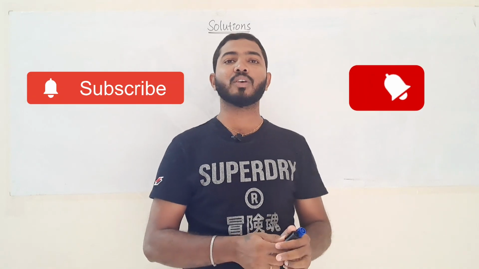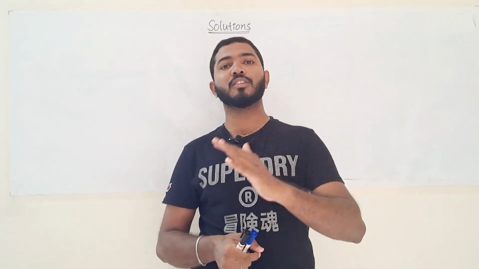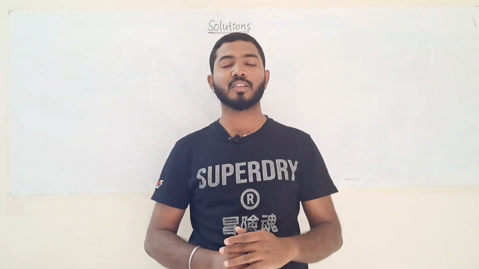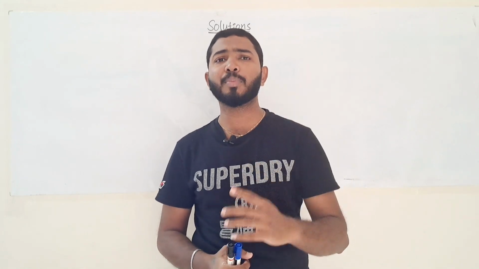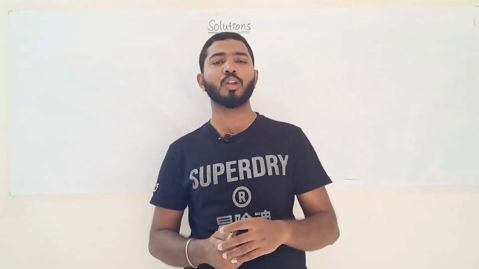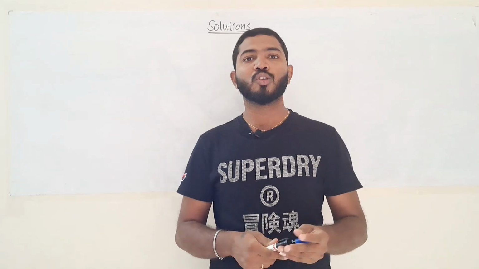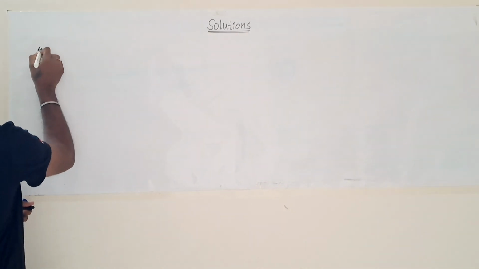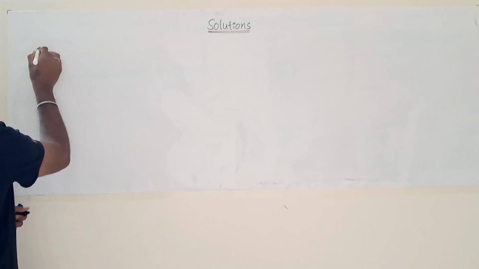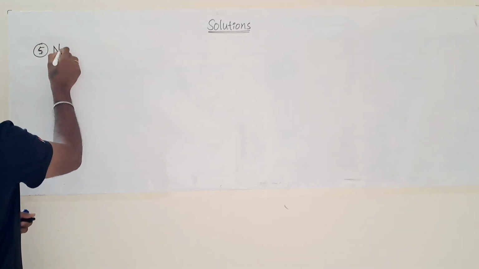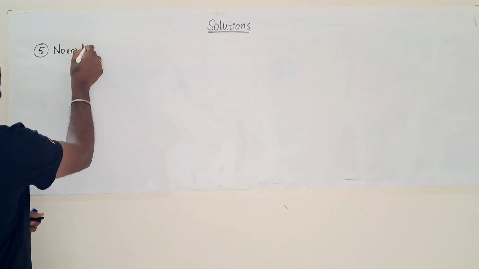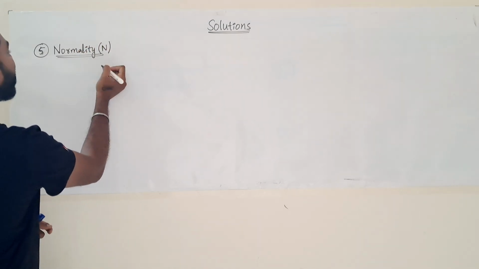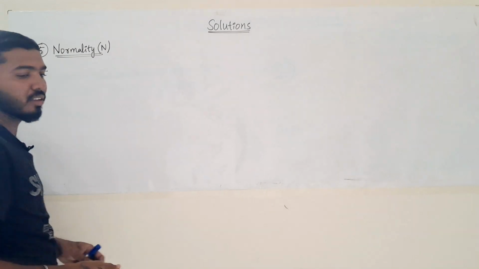So let's continue with our previous discussion, that is, we were discussing the concentration terms in solutions. We have discussed weight percentage, volume percentage, weight by volume percentage and molarity as well. So today let's start discussing normality. This is our fifth concentration term, which is going to be very important for our competitive exams. Generally we denote normality with capital N.